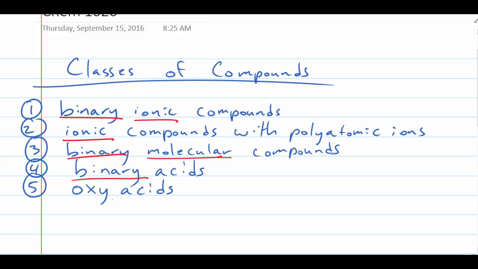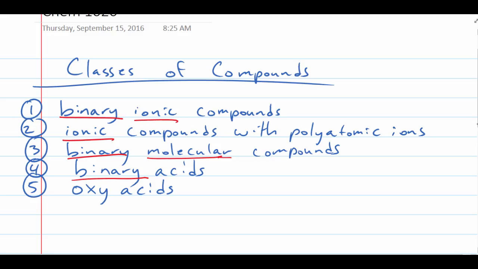Something that contains 2 elements. So these compounds will contain 2 different elements. It's a binary compound. Again, it will contain 2 different elements. So that means if it's a binary ionic compound, it's going to contain 2 elements, one of which is a metal and one which is a nonmetal. If it's a binary molecular compound, that means that it's going to contain 2 elements, but both will be nonmetals or metalloids.